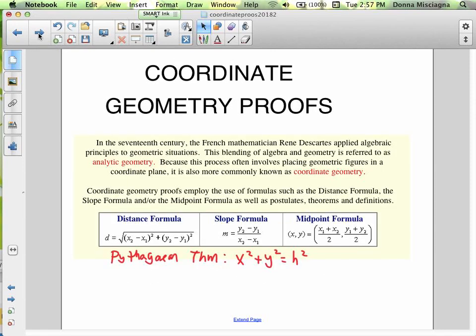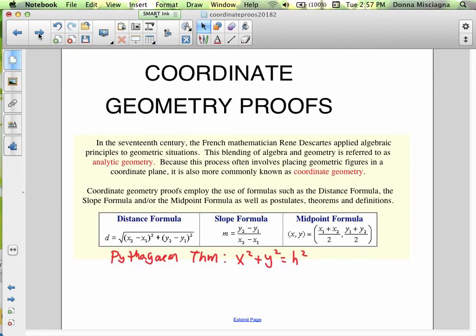So coordinate geometry proofs. In the 17th century, the French mathematician René Descartes applied algebraic principles to geometric situations. This blending of algebra and geometry is referred to as analytic geometry. Because this process often involves placing geometric figures in a coordinate plane, it is also more commonly known as coordinate geometry, and that's what we'll call it. Coordinate geometry proofs employ the use of formulas such as the distance formula, the slope formula, and/or the midpoint formula, as well as postulates, theorems, and definitions.